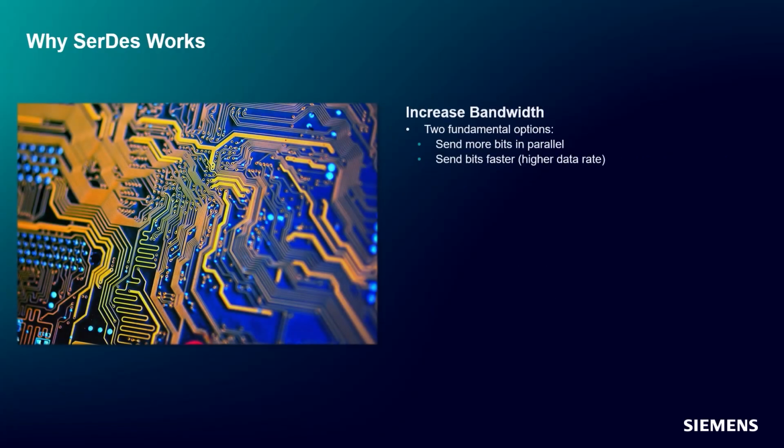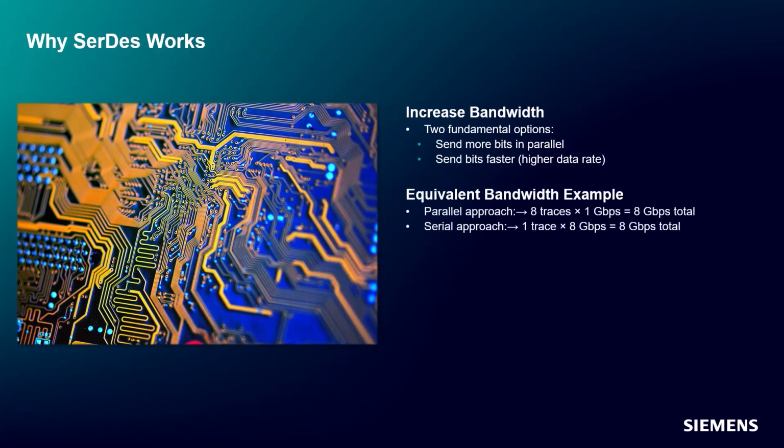If you think about bandwidth as bits per second, there are 2 ways to increase it. You can send more bits at once, or you can send bits faster. SerDes takes the second approach. For example, instead of using 8 traces each running at 1 gigabit per second to achieve 8 gigabits per second total, you could use a single trace running at 8 gigabits per second. The total bandwidth is the same, but the implementation is very different.